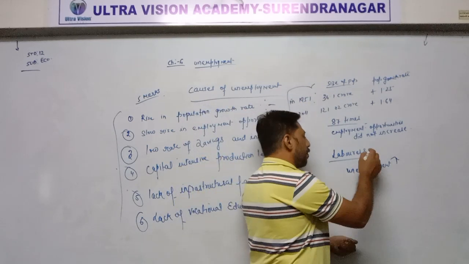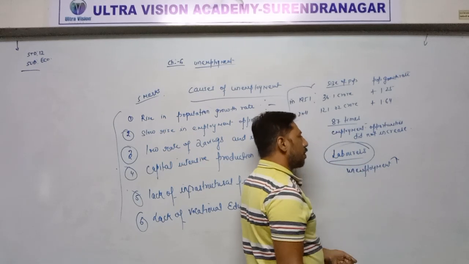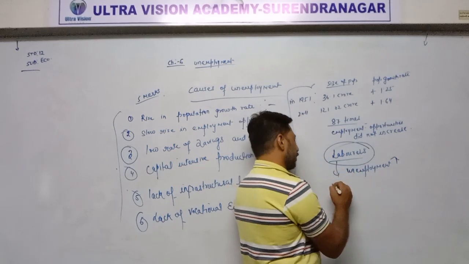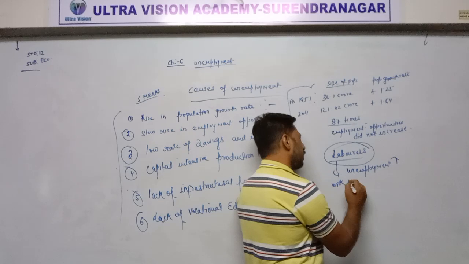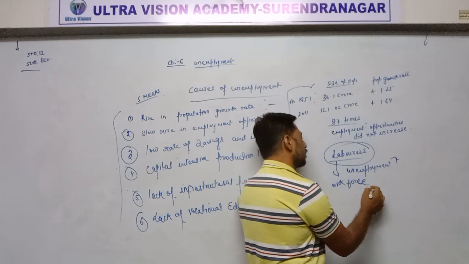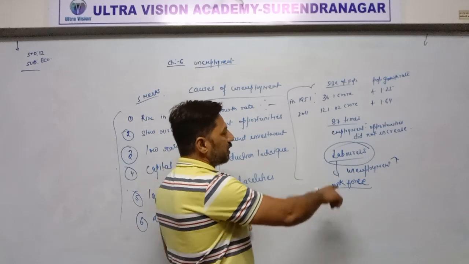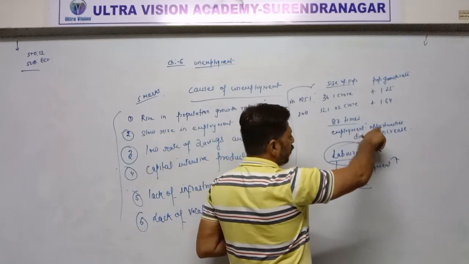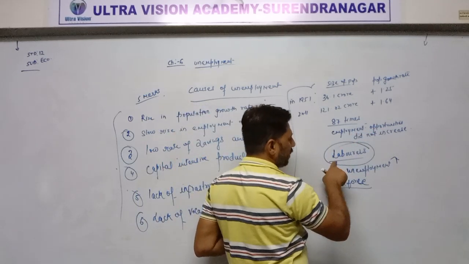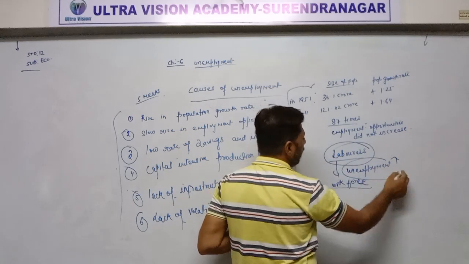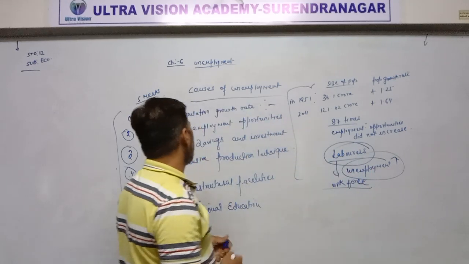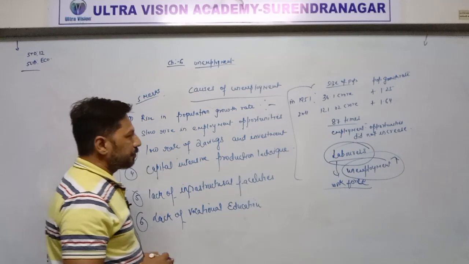Means size of population and population growth rate is continuously increasing. It increases the number of laborers also. Number of laborers means workforce. The workforce also increases, but against that, government is not able to create employment opportunities for these laborers. As a result, unemployment increases. In this way, you have to explain the first point.